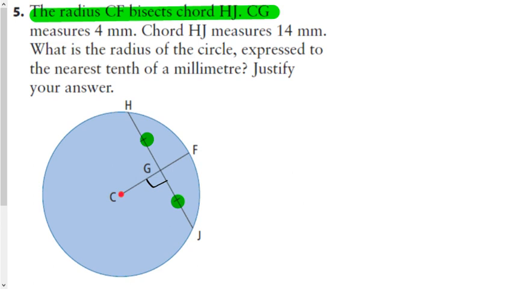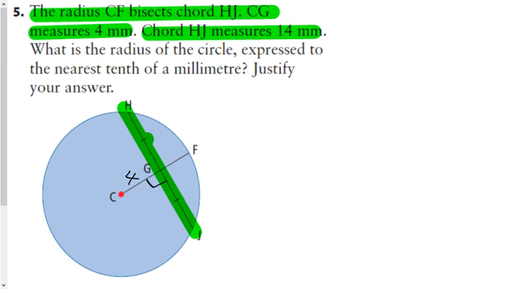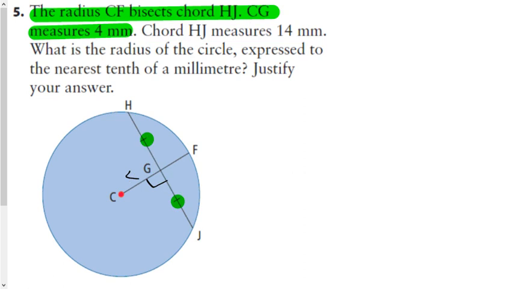Continue to read. It says CG measures 4 millimeters. So CG is this distance here. So I'm going to write in 4 right there on my picture. And then I'm going to continue reading. Chord HJ measures 14. So HJ is this. So it measures 14. So because it was bisected here, I know this means this is 7 and this is 7, don't I? All right? You with me so far?